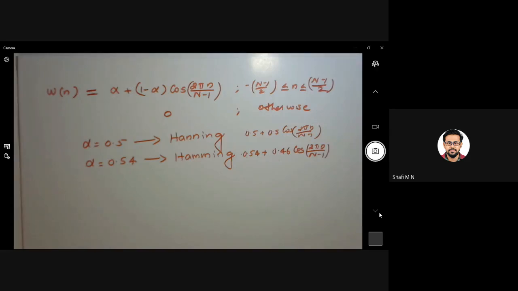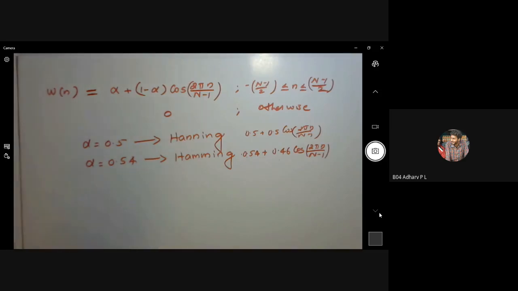So write the first question. Design a high pass filter with cutoff frequency pi by 4. Design an ideal high pass filter with cutoff frequency pi by 4, for capital N equal to 11, using Hanning window, H-A-N-N-I-N-G.